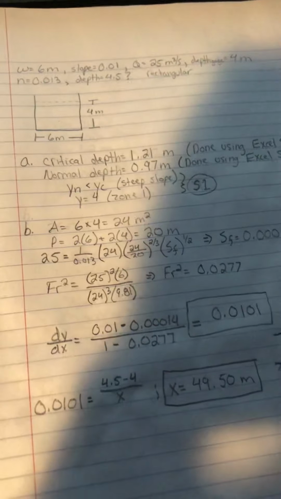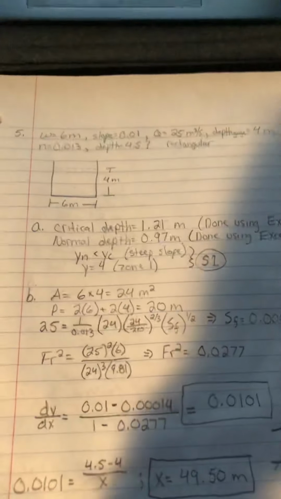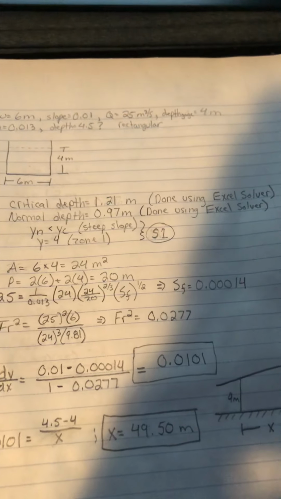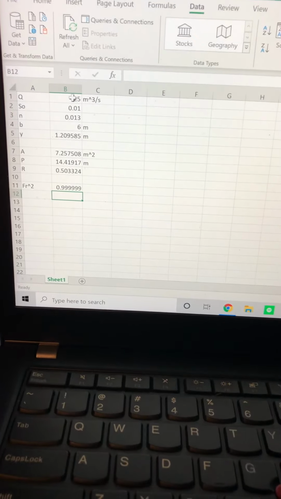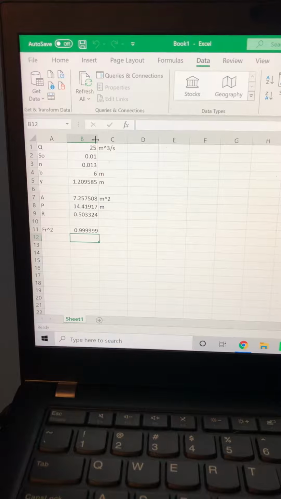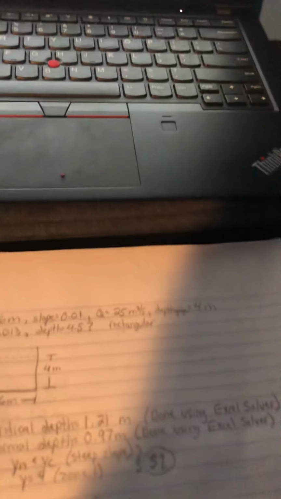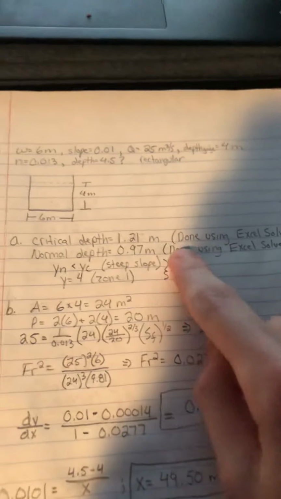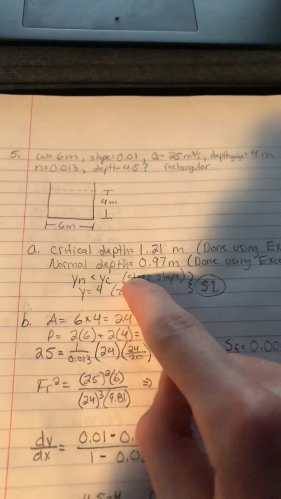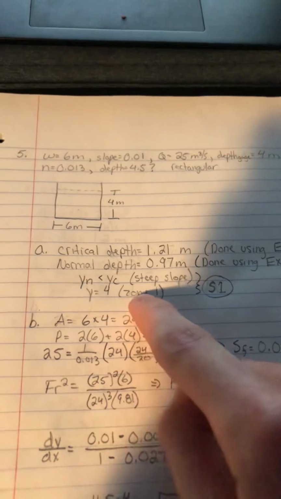So then for the last problem, question 5, for critical depth and normal depth, I used an Excel solver. So here's on my computer, here's my Excel. This is for the critical depth. I use the same file for critical and normal. These are my numbers for the critical depth. I'll include screenshots when I submit my test for those. So we did those using the solver, and then we found out that the yn is less than yc, so that would mean it's a steep slope. And then y equals 4, so that's zone 1, so that means the classification is S1.